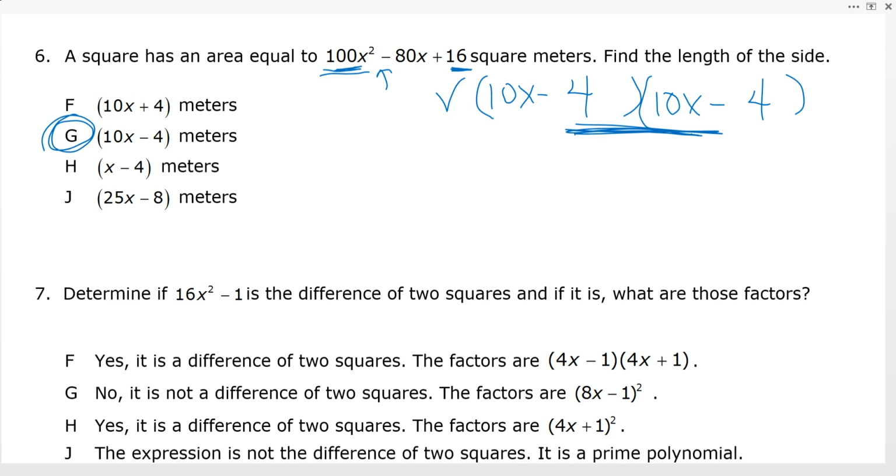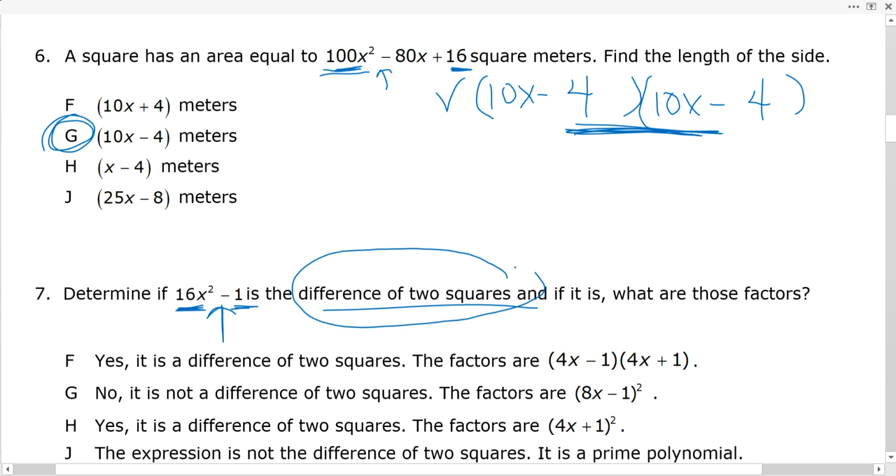Okay, so number 7, let's talk about the difference of two squares again. 16 is a perfect square, 1 is a perfect square, there's a subtraction in between, so I'm pretty sure it's the difference of two squares. Square root of 16 is 4, and the square root of 1 is 1, and when it's the difference of two squares, 1 is adding and 1 is subtracting.